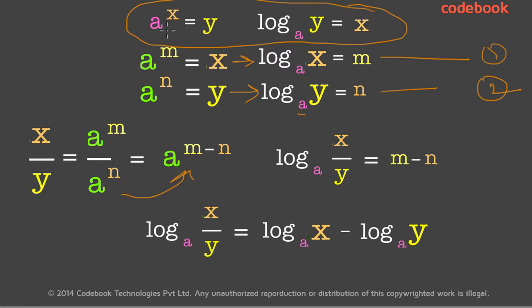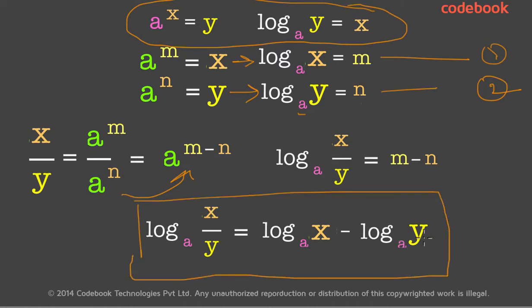Again, this is in the form of the general expression as you have seen here. A power m minus n, where a power x is nothing but a power m minus n, and y is nothing but x by y. So this can be expressed as log of x by y to the base a is equal to m minus n. Substituting m again as log x to the base a and n as log y to the base a, we have log x by y to the base a is equal to log x to the base a minus log y to the base a, and this is your second law of logarithms.